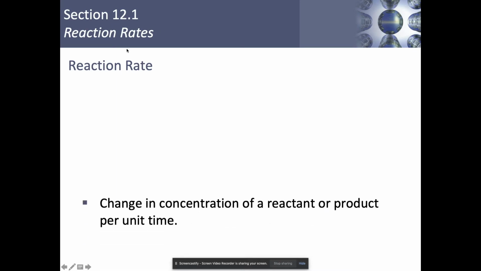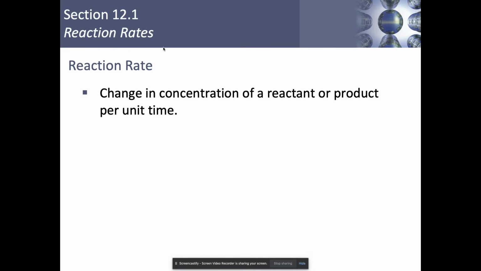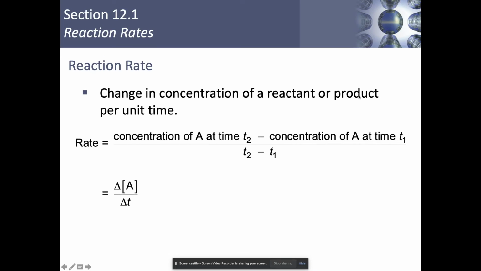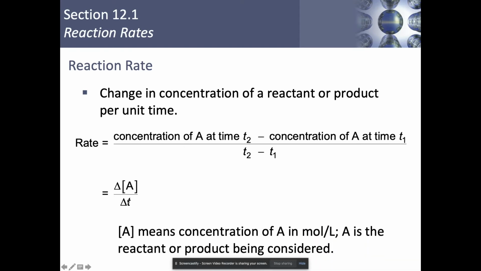What is a reaction rate? Well, a reaction rate is the change in concentration of a reactant or a product per unit of time. And so you can think of it mathematically as we're basically doing a change, right? So it's a change in the concentration of A from time 2 to time 1 divided by time 2 minus time 1. So we're looking at the overall change of whatever A is divided by the overall change in what the time would be. And again, A can be either a reactant or a product, and it is normally measured in the unit of molarity. So we're normally looking at moles per liter.